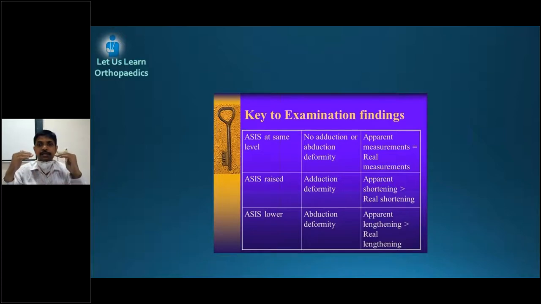At any time, you should be able to recall this. If the ASIS clinically are at the same level, it means there is no deformity. But if the ASIS is at a higher level, it indicates adduction deformity, ADD. If the ASIS comes to a lower level, it indicates abduction deformity, ABD. In adduction deformity, the apparent shortening is more than the real shortening, whereas in abduction deformity, the apparent lengthening is more than the real lengthening. So these are all the findings you have to see.